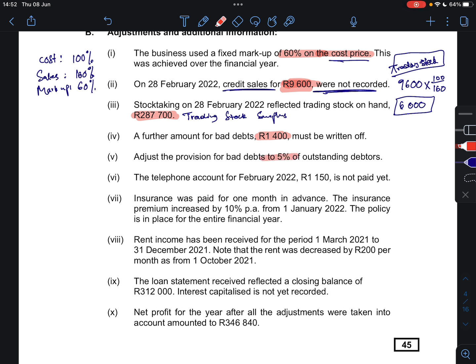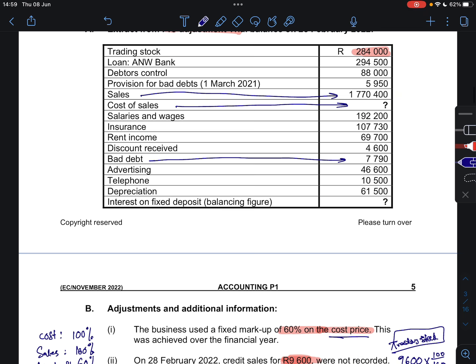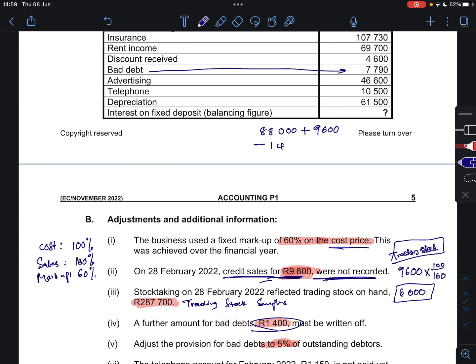Adjust the provision for bad debts to 5% of outstanding debtors. Remember that we have just written off one. And then we also had a transaction that affected our debtors. Okay, so we are supposed to say our debtors control increased from 88,000 plus the 9,600, and then we wrote off 1,400, and let's see how much we've left. So that's 88 minus 9,600. Oh, it's plus 9,600 minus 1,400, just 96,200. Let's see, 5% of that is times 5%.